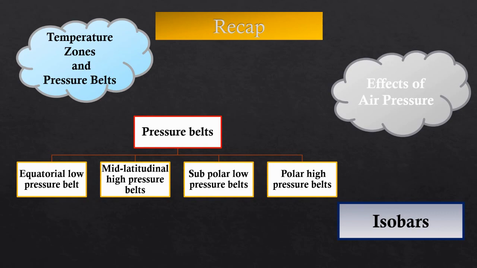Lastly, we discussed polar high pressure belts. In the polar regions, the temperature is below 0 degrees Celsius throughout the year. So here the air is cold. As a result, high pressure belts get formed. These are called polar high pressure belts. They generally occupy the area between 80 degree and 90 degree parallel to both the hemispheres.